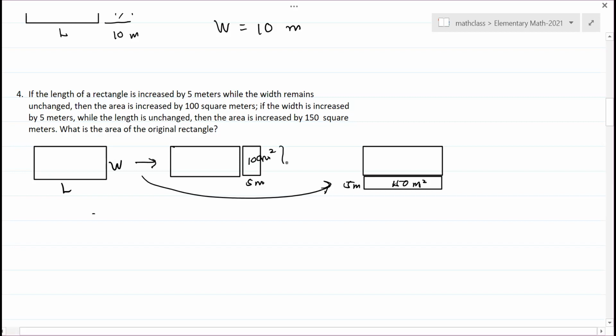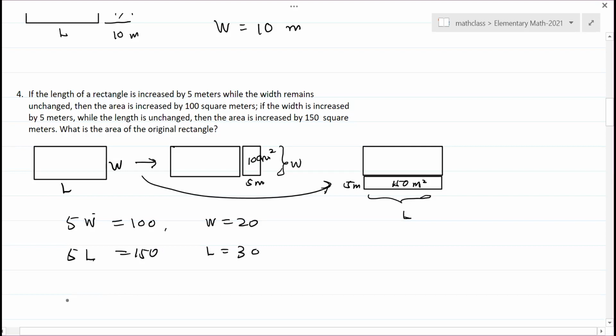Okay, remember this is W, right? This is L of the original length. So 5 times W is going to be 100. So what is W? W is going to be 20, I think, right? 5 times 20 is going to be 100. Then the other one is 5 times L, the width times length is 150. So L is going to be, I think it's going to be 30, right?